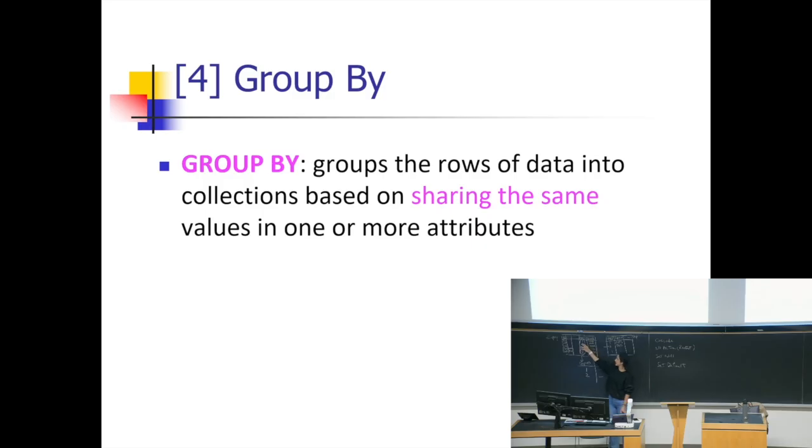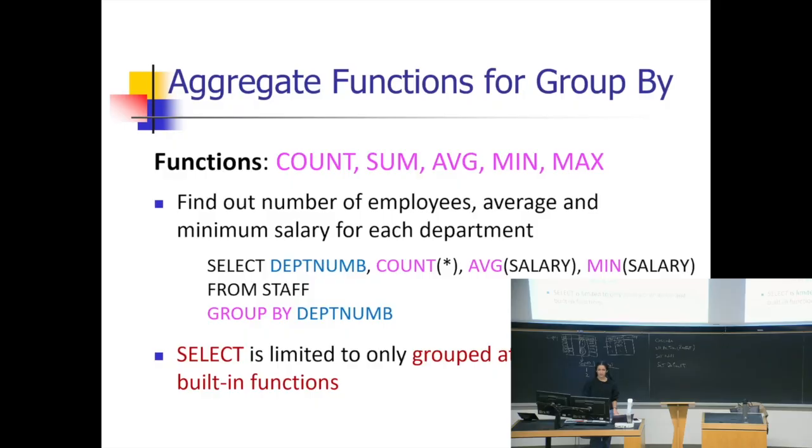If you want to find, for example, the number of employees in each department, average salary, or something like that, using aggregate functions for each of these values, then you can use group by. Now, these are the aggregate functions for group by that you have to know. Count, sum, average, min, max. Okay. So, for example, you want to find the number of employees, average, and minimum salary for each department.